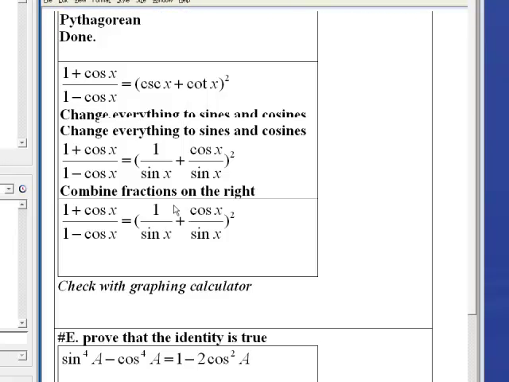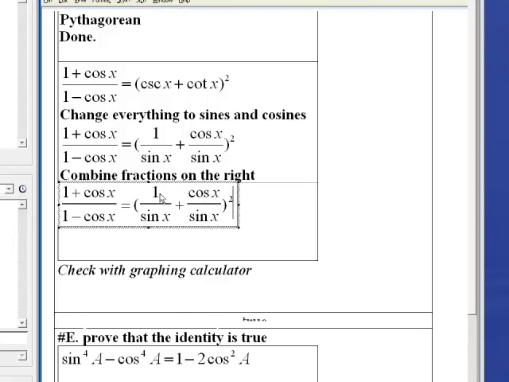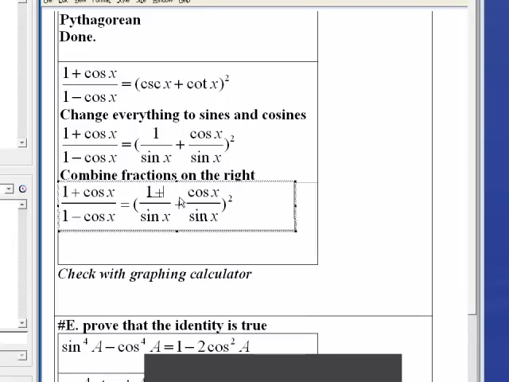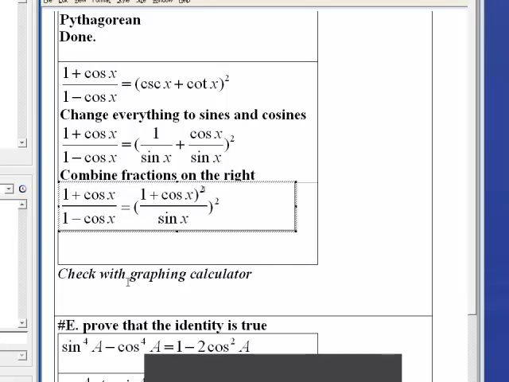And then, of course, I have 1 plus cosine x over sine x, and everything squared. And I believe I'm going to write it like this here with the square right there, parentheses here, and a square right there. There we go.